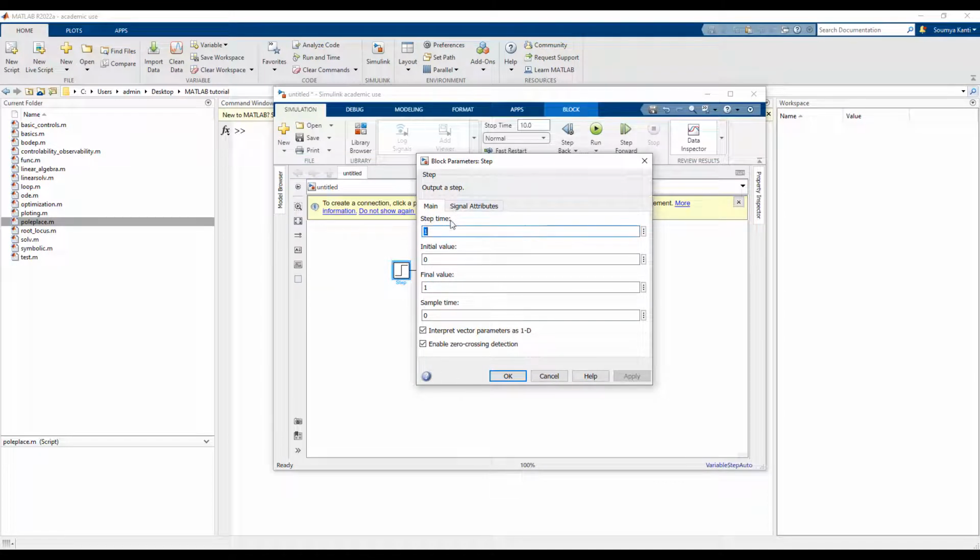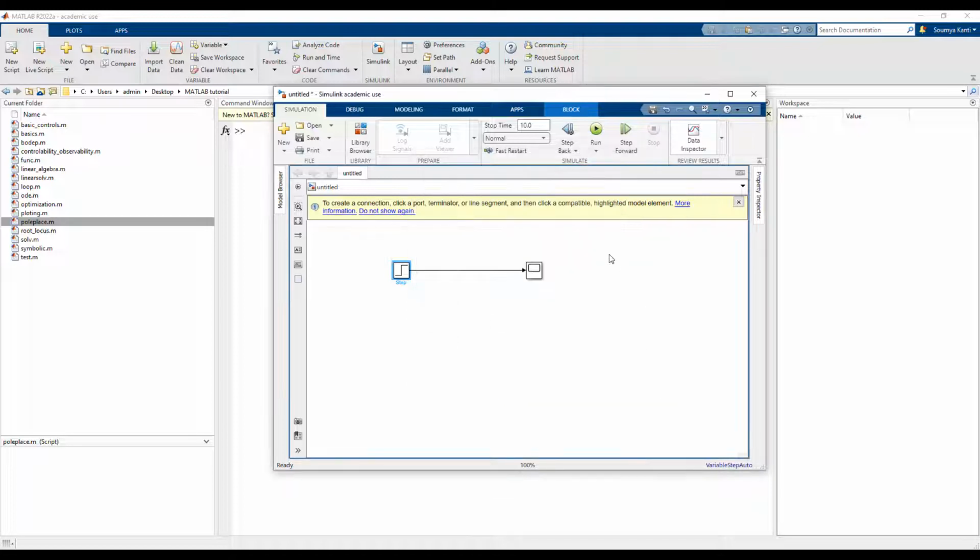So step time. Step time is at what time the step response, means step ladder, starts. So at what time the value becomes 1. Here the final value is 1. You can change the value also. It can have a different initial value also. Okay, and this is the scope.